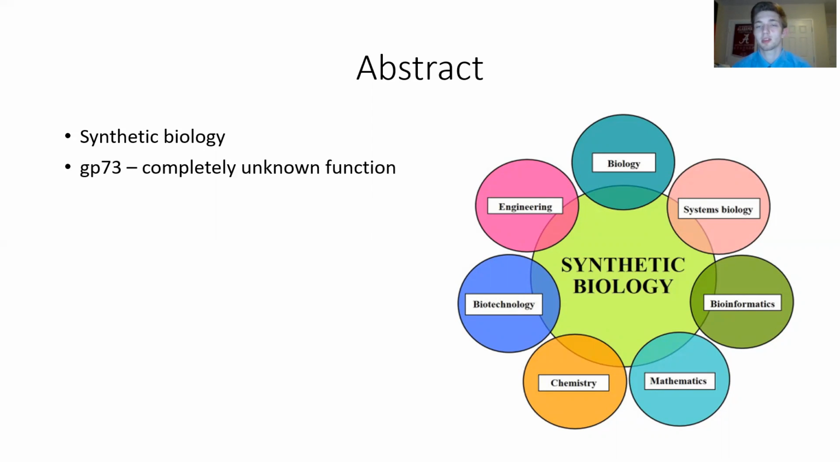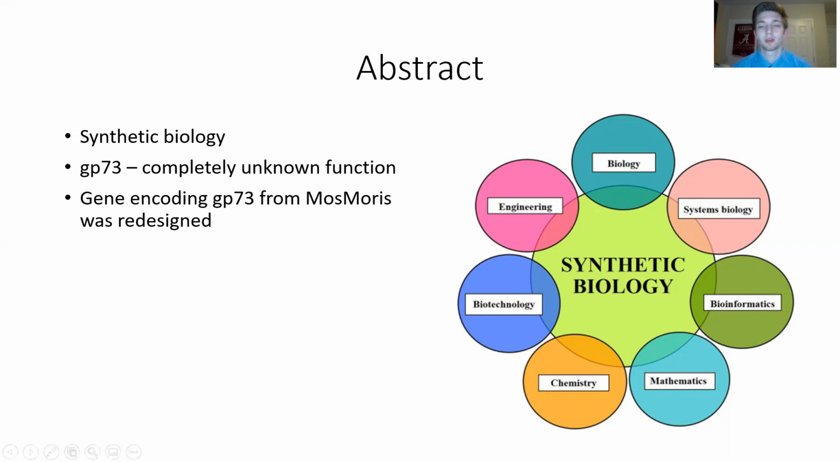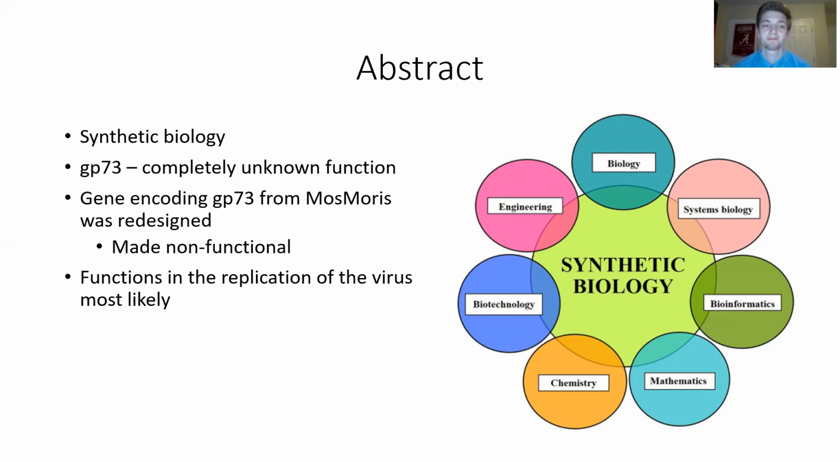in order to research this gene gp73, which, while it's well known across a bunch of different bacteriophage species, the function of it so far is completely unknown. I then took the gene encoding for the gp73 protein and I redesigned it in order to make it not functional and not work in the virus.